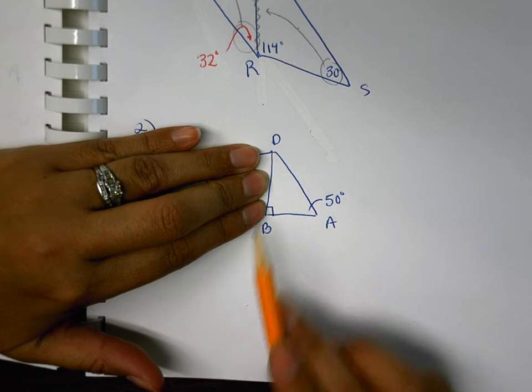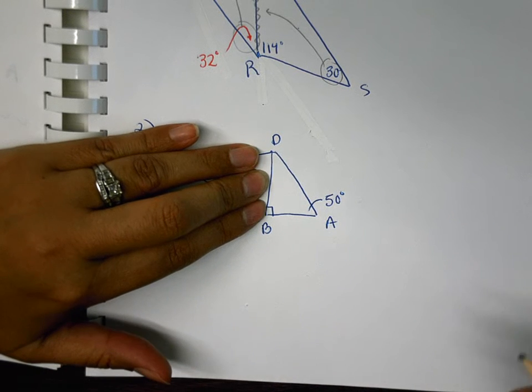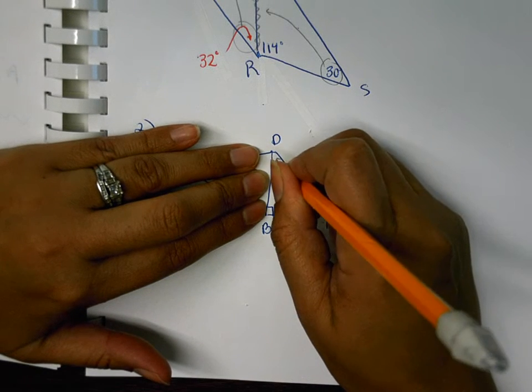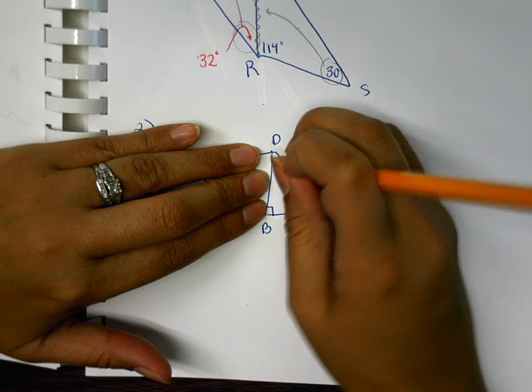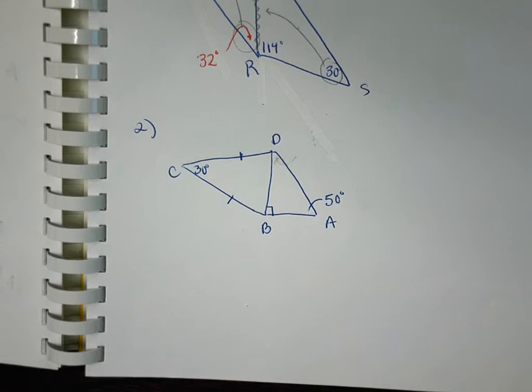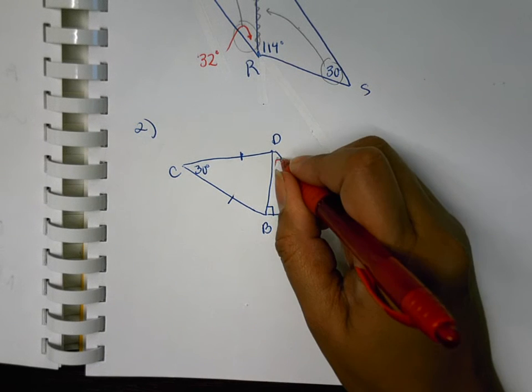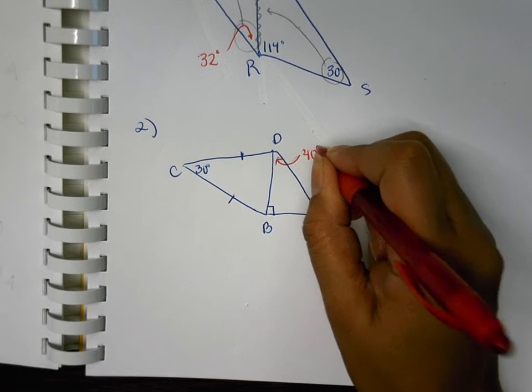Yeah. I'm going to have you do that. This is 90, this is 50. Go ahead and find that up there. All right, Shelby, can you give me the angle measure for BDA? It's 40. Does everyone agree with her?